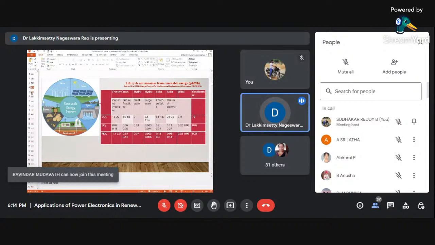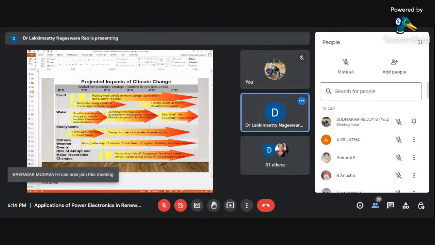Therefore, we need to maintain proper technologies for these types of renewable energy sources, and based on these technologies, how it will impact climate change.